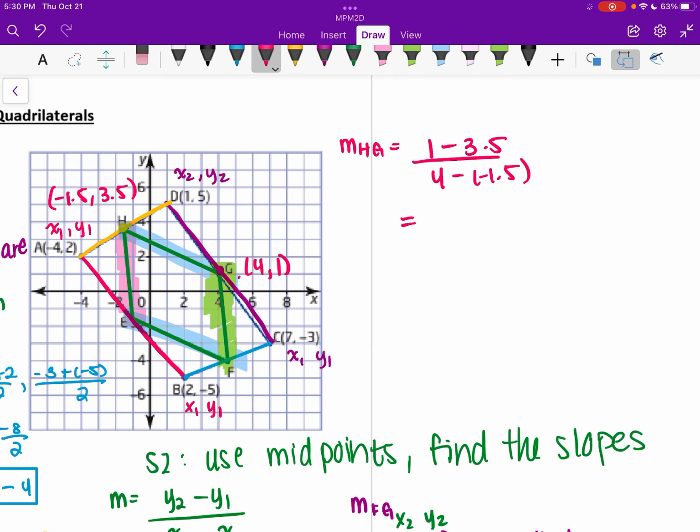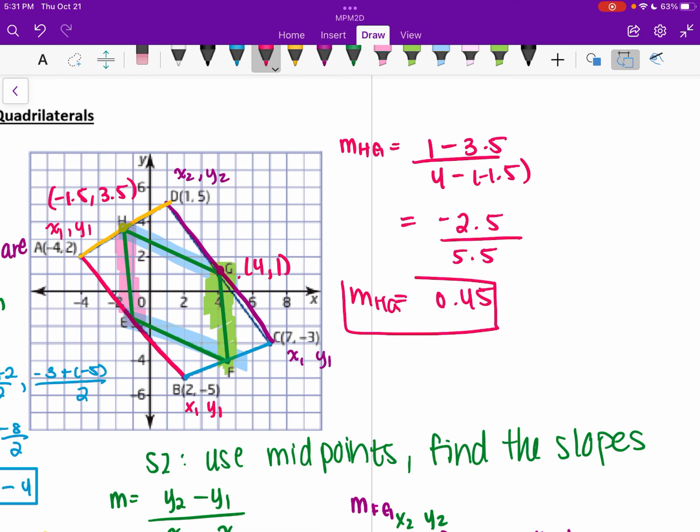So then I'm left with 1 minus 3.5, which is going to be our two values over there for the y2, right? It's going to give me 2.5 divided by, 4 minus negative 1.5 is the same as saying 4 plus 1.5, which is going to give me 5.5. And if I do that math, I'm left with negative 0.45. So that's the slope of HG.